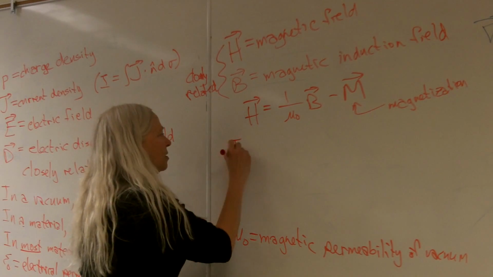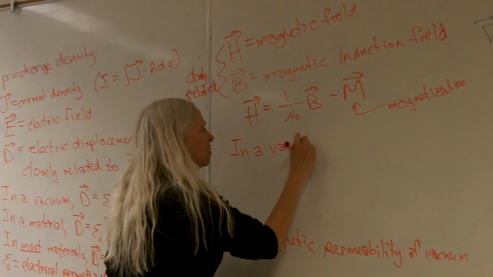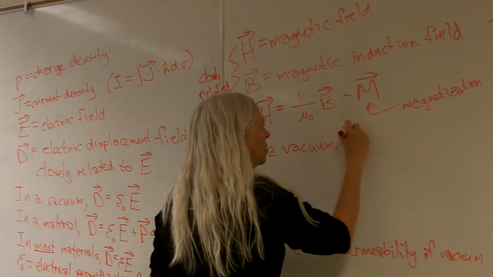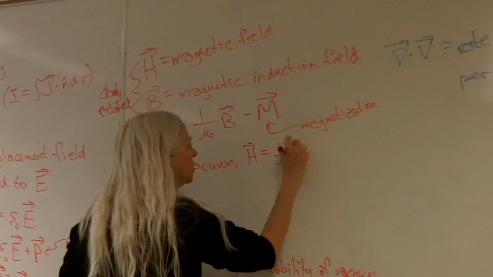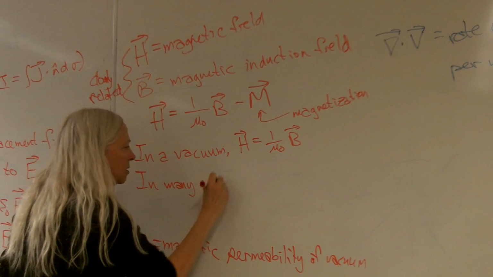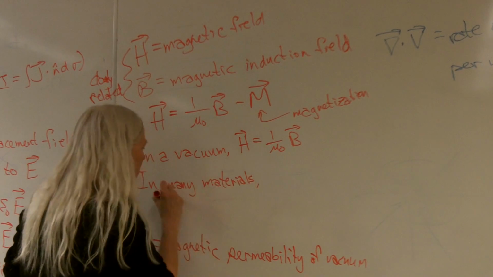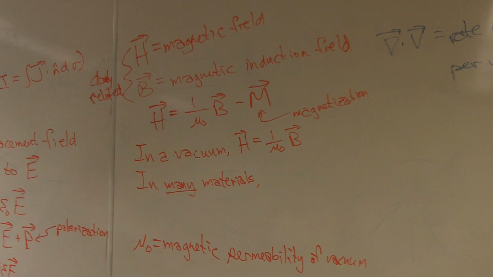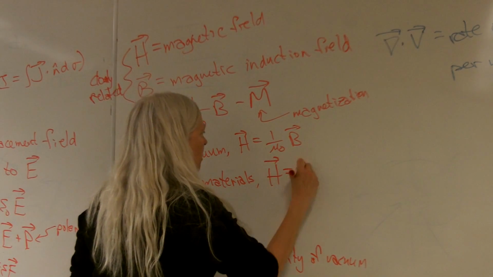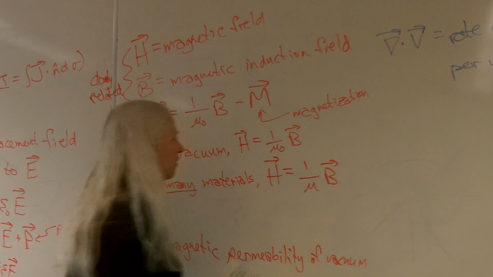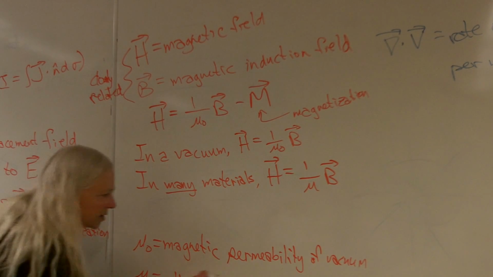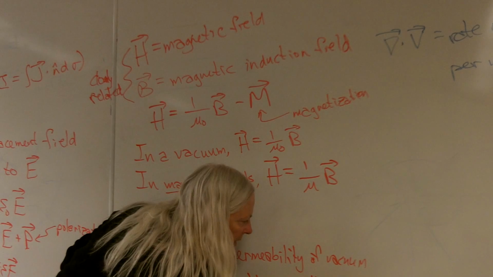Now, in a vacuum, where there are no electron spins to line up like you would have in a magnet, H is just equal to 1 over mu naught times B. And in many materials, not all, but in many materials, basically anything but a ferromagnetic material like iron or whatever, we could write H as 1 over mu times B, kind of analogous to the vacuum equation, except that mu naught is replaced by mu, and mu is the magnetic permeability of whatever material we're talking about.